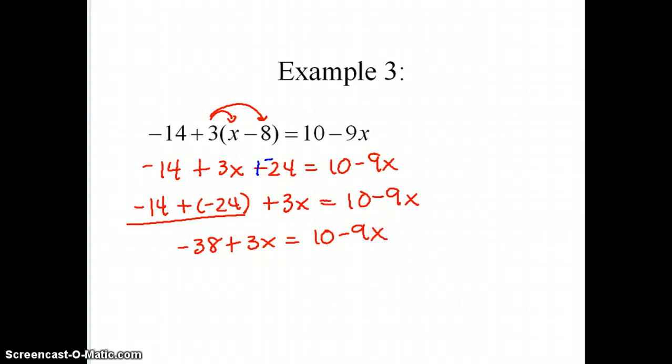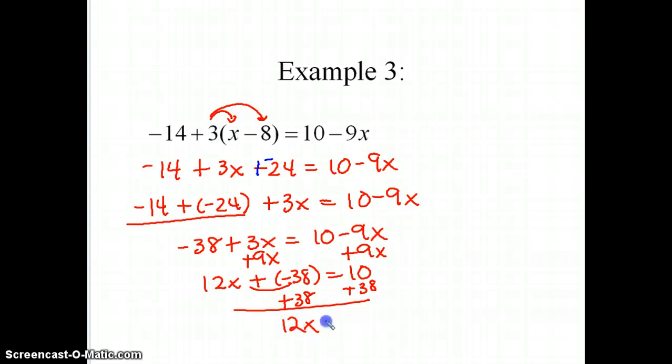Now I want to get my x's together, so I'm going to add 9x to both sides. So 3x plus 9x is 12x plus a negative 38 is equal to 10. I need to get rid of this plus a negative 38. I need it to go to 0. So that means I'm going to add 38 to both sides, leaving me with 12x is equal to 48. Divide both sides by 12. X is equal to, let's see, I lost some of my number here, 48 divided by 12. X is equal to 4.